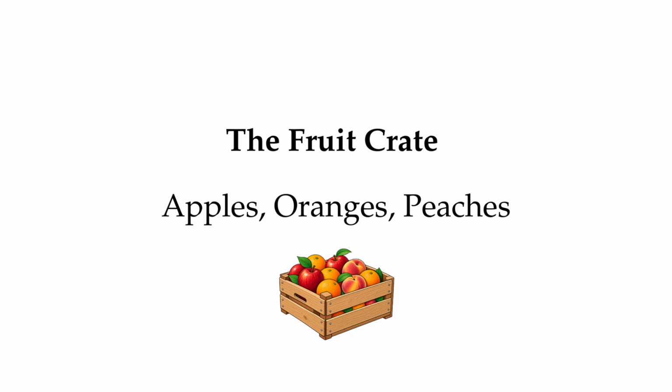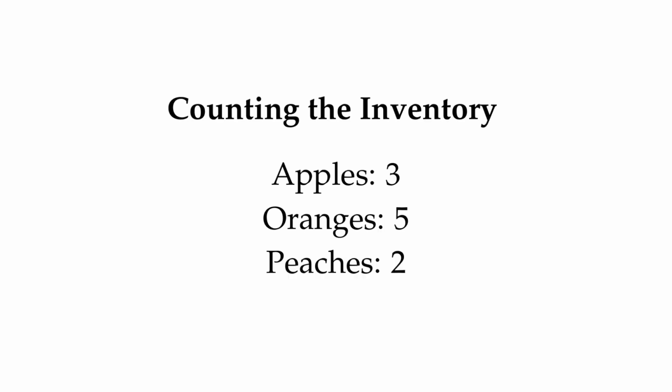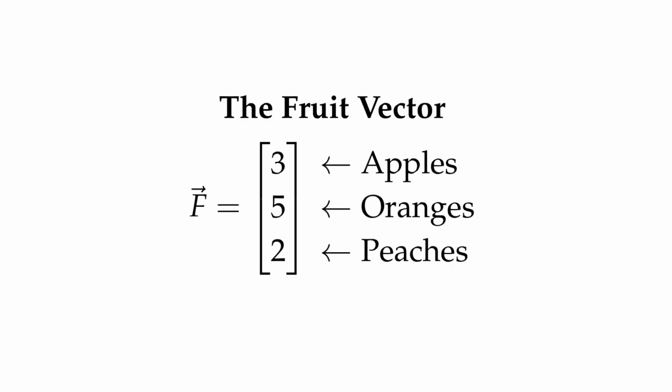Imagine you are managing a warehouse full of fruit crates, and each crate contains a specific mix of apples, oranges, and peaches. To keep track of the inventory efficiently, you count them. Let's say one specific crate has exactly 3 apples, 5 oranges, and 2 peaches. Instead of writing those words every single time, you can stack these numbers into an organized vertical list. Congratulations, you just wrote down a fruit vector.